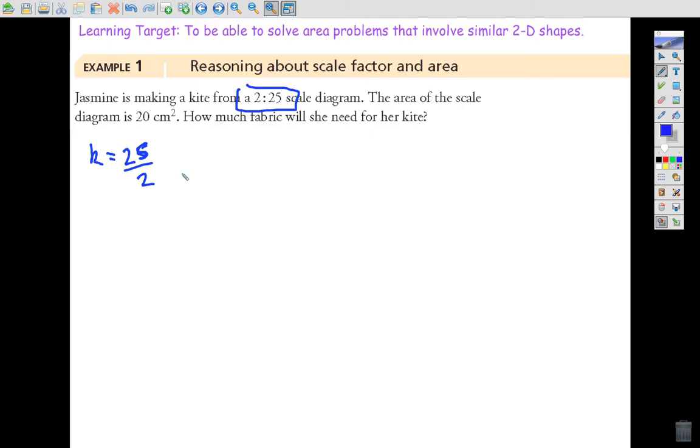Now, if you paid attention to the last video, you'll recognize this means there's going to be an enlargement of the area by a factor of 25 over 2 squared. If we square these, 25 squared is 625 and 2 squared is 4. If you'd like a decimal representation, we can take our calculator and do 625 divided by 4, and that gives us 156.25. So this is the actual scale factor that the area is going to change by.